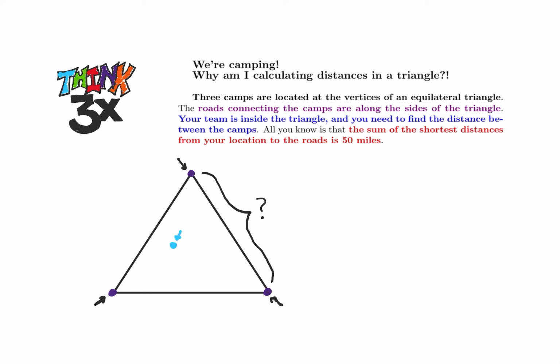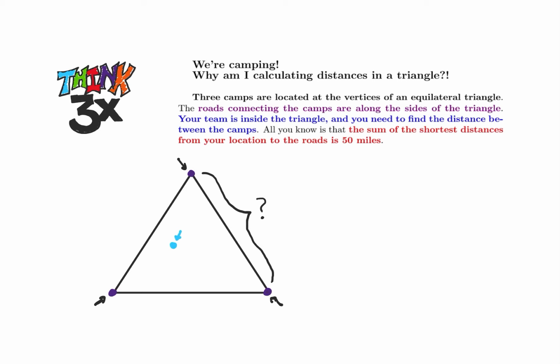All we know right now is that the sum of the shortest distances from our location to the roads is 50 miles. Okay, so what do we know? If you'd like to try to solve this on your own, go ahead and pause the video and try to figure it out. Otherwise, we will work through a solution. So let's go ahead and think through this now.